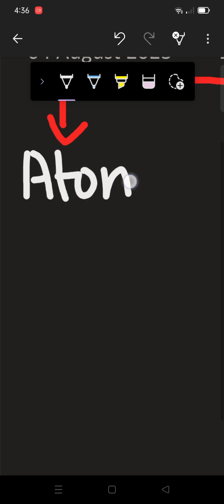We know that matter is made up of atom. Matter is made up of what? It is made up of atom. And atom generally means not to be cut. A means not. Tom means to be cut.